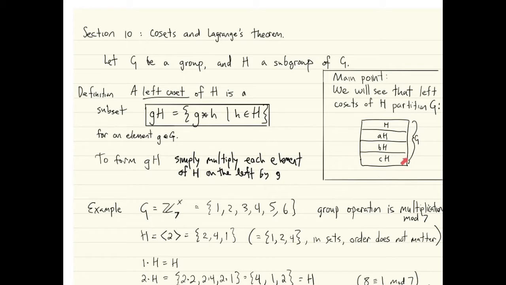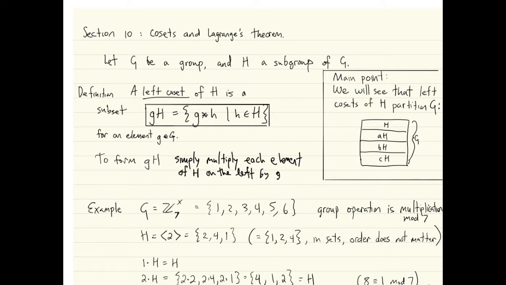So here's G visualized as a big rectangle, and then we've got the subgroup H, and if you look at what are called the left cosets of H, they'll cover up G evenly. They'll partition it. And okay, so here's the definition of a left coset of H.